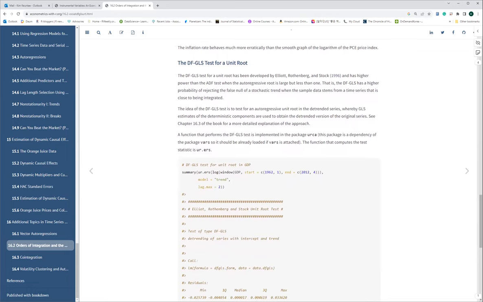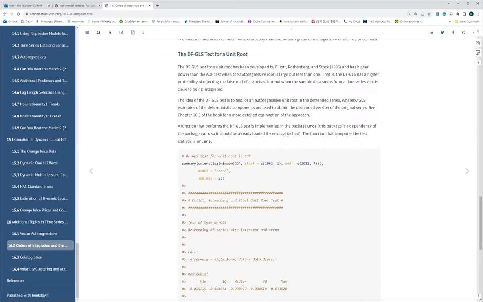And then, in this case, the DFGLS test for the unit root is, let me see, here, this one is another testing for the stationarity test for the changing between the time period over time. So whether those changes are stationary or not, to test those things, we use this DFGLS test. That's what I understand.